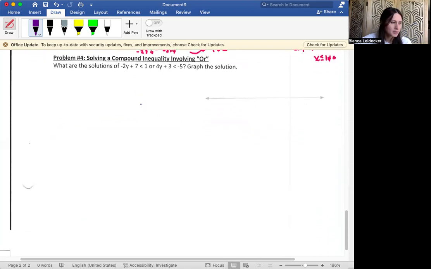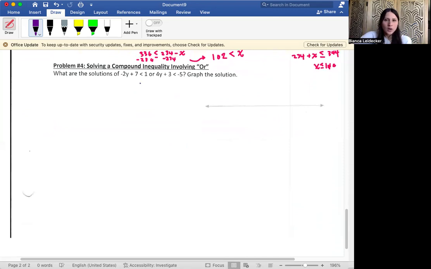All right, last problem. What are the solutions for the word or? Okay, all you're going to do is write them as 2 separate equations or inequalities, I guess. And then you're going to graph it. So because they're not combined, you have to look at them as separate inequalities. And they're not going to have an overlap.